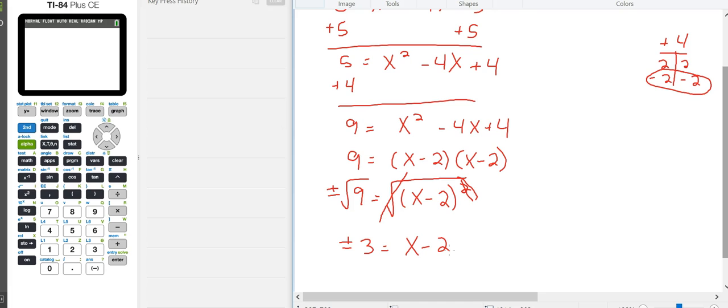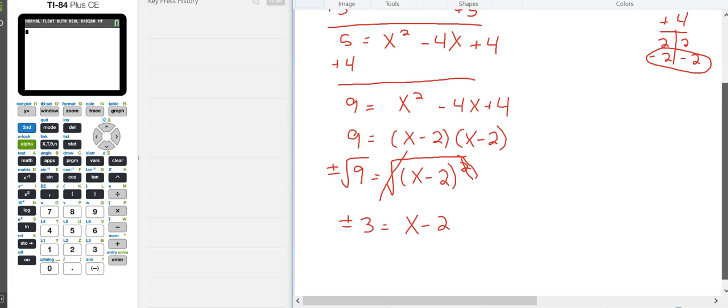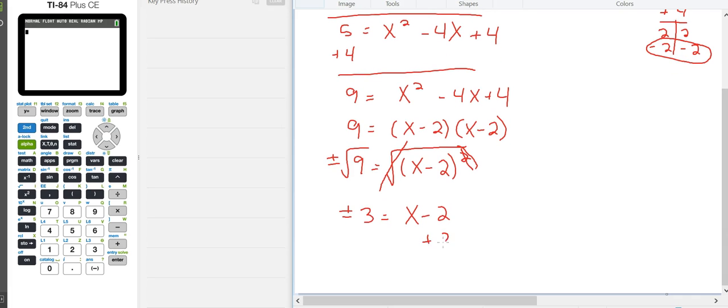And then to get x totally alone, we're going to add 2 and add 2.